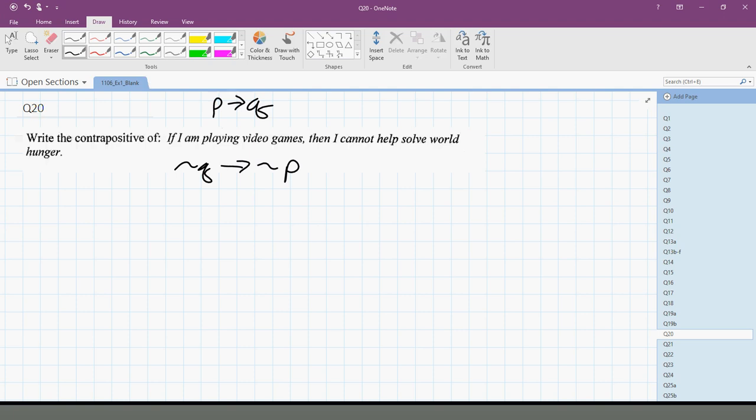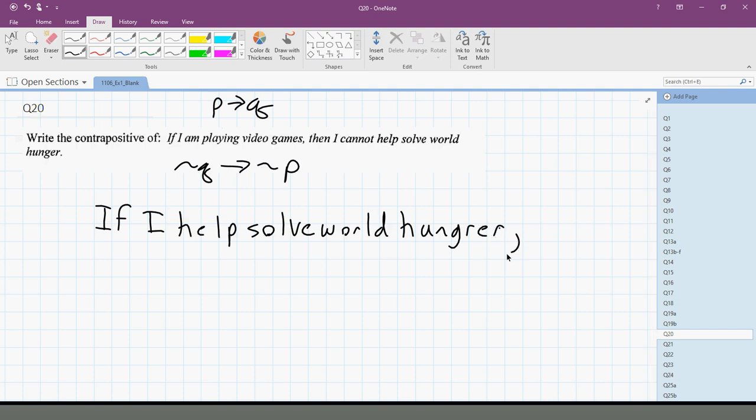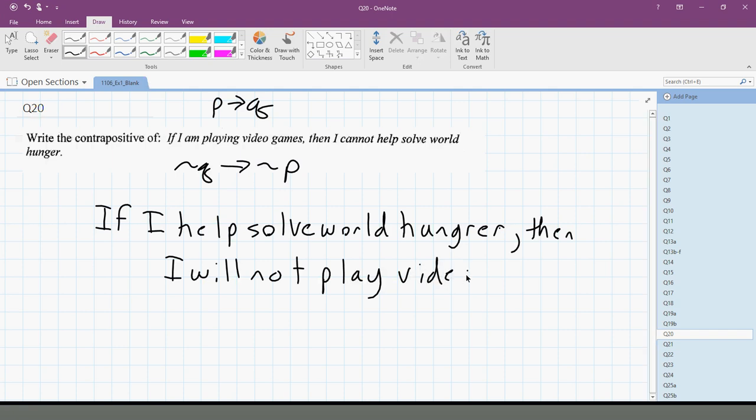All right. So all we got to do is take the sentence and apply the negation to Q, put the if-thens in there, and then apply negation to P, which would be what? Well, two negatives cancel out. So if I help solve world hunger... There you go. So there's the negation of Q. There's our if-then completed. And then what was the negate P part? I will not, I won't play video games. Perfect. There it is. That's all we're looking for.